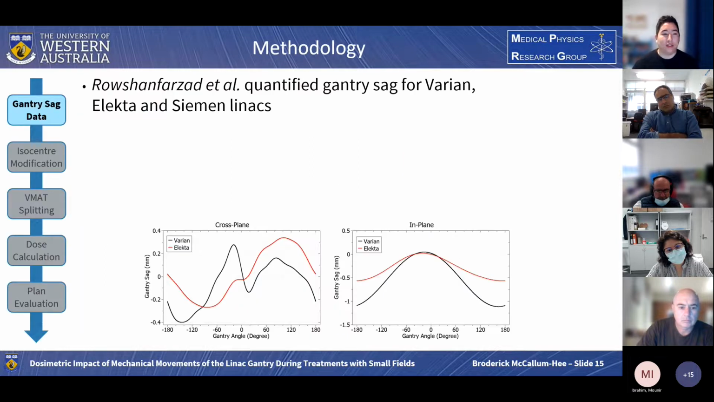So the methodology started with some gantry sag data provided by Rowshanfarzad et al. This study, previously done, quantified gantry sag for Varian, Elekta, and Siemens Linacs. And here we find a graph with different gantry angles on the x-axis and the y-axis representing the gantry sag in the cross-plane and in-plane for Varian and Elekta machines.